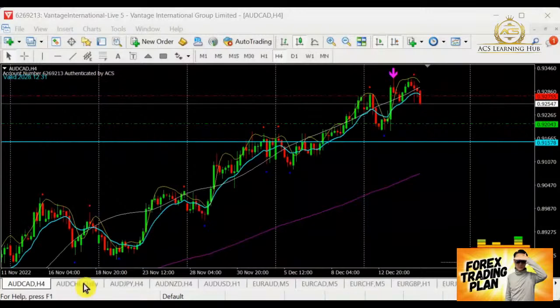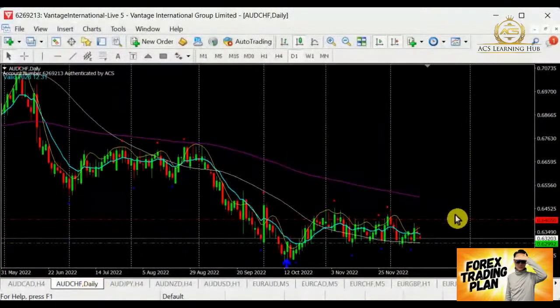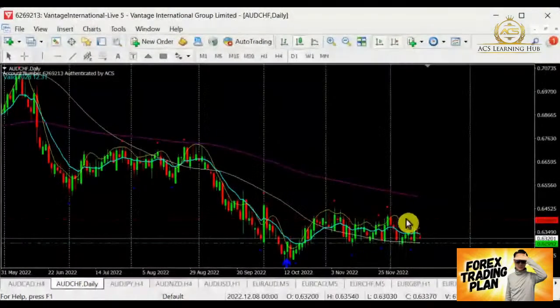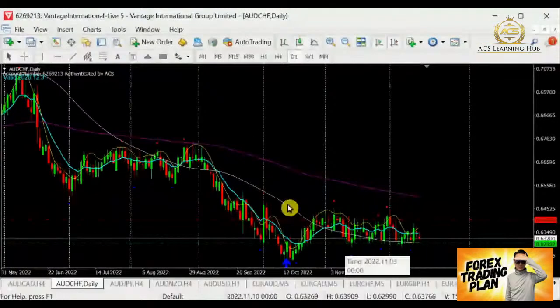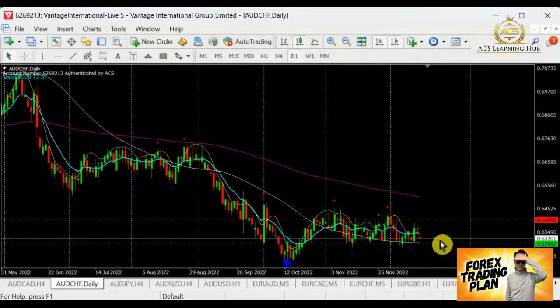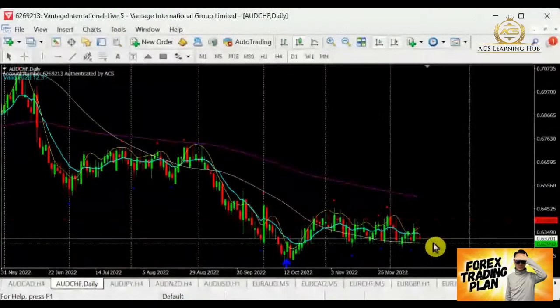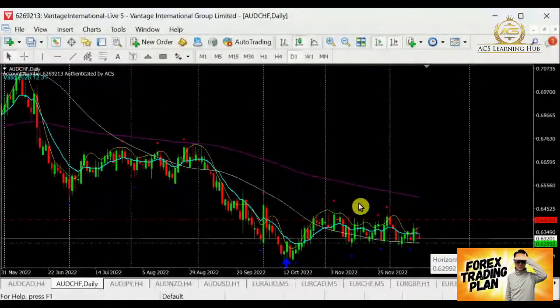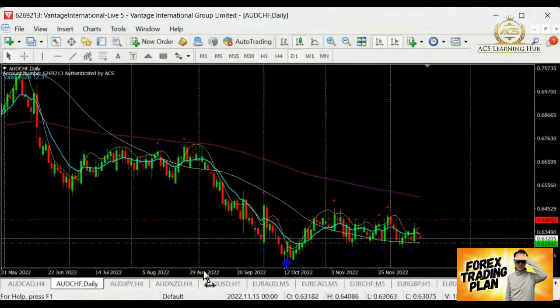Let's move on to Aussie franc. Aussie franc has been in this range for quite a while, for the past one month, and it is a very big range. Today we are coming back into the selling here. Selling over here may have a good chance, but the space is not enough, so I will come back to take a look later on.